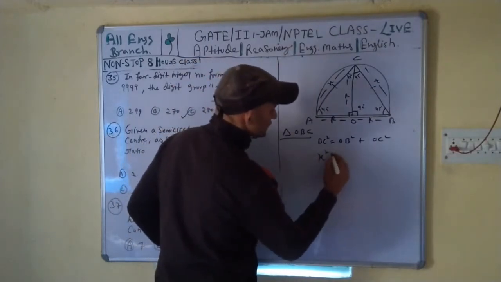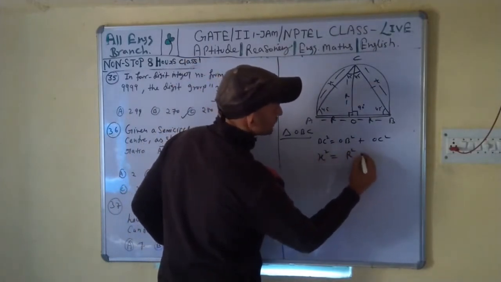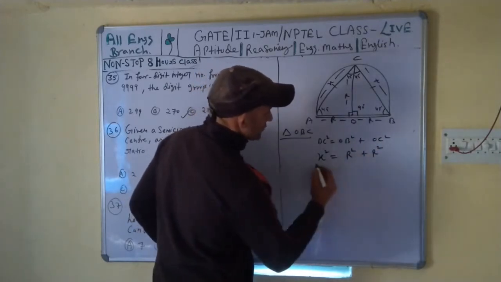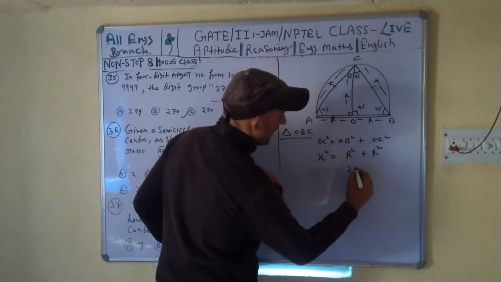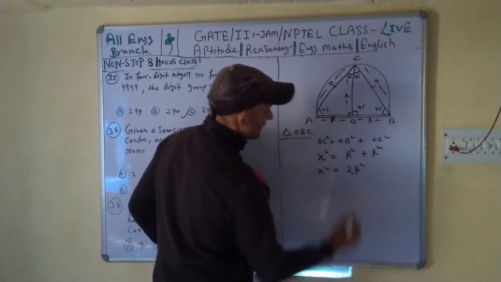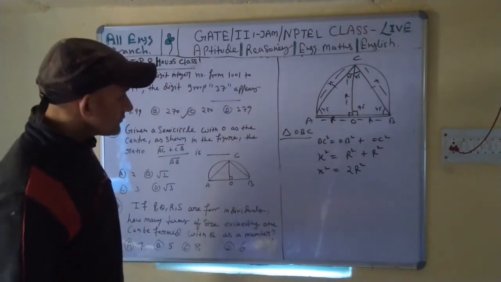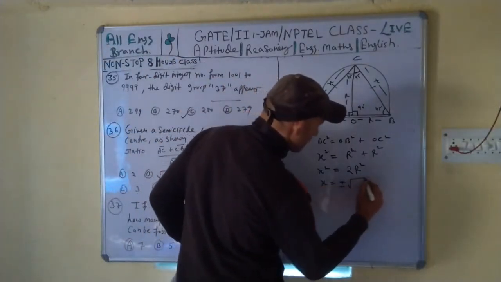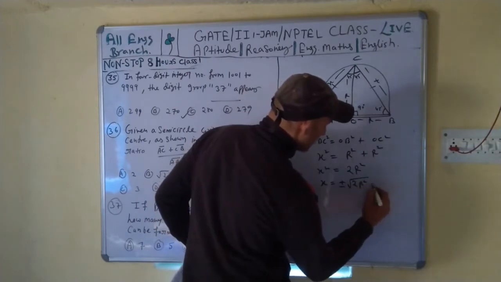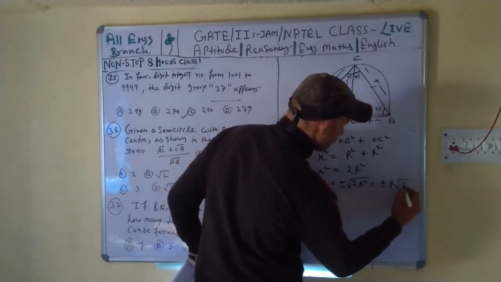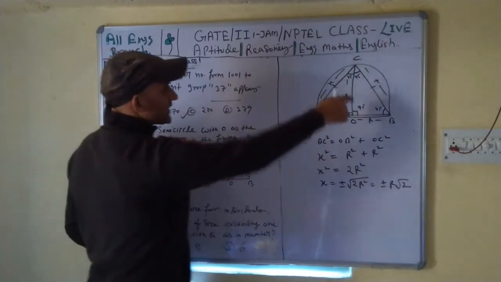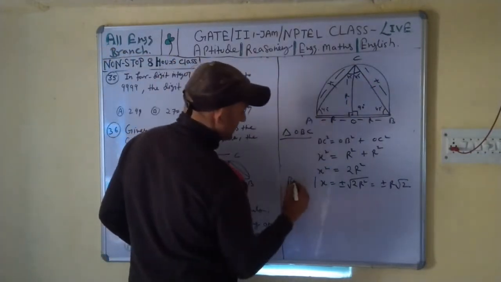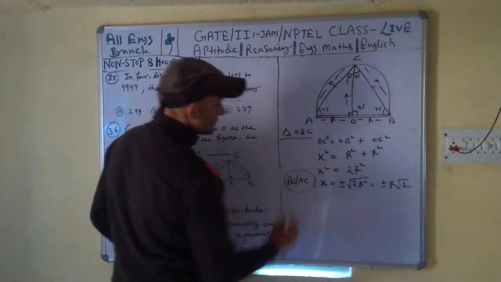So x square is equal to radius square plus radius square. So 2r square is equal to x square. You can write, what is x? So x is equal to plus minus square root of 2r square. It means that this is plus minus r square root 2. What is x? x is either BC or AC. This is your x.